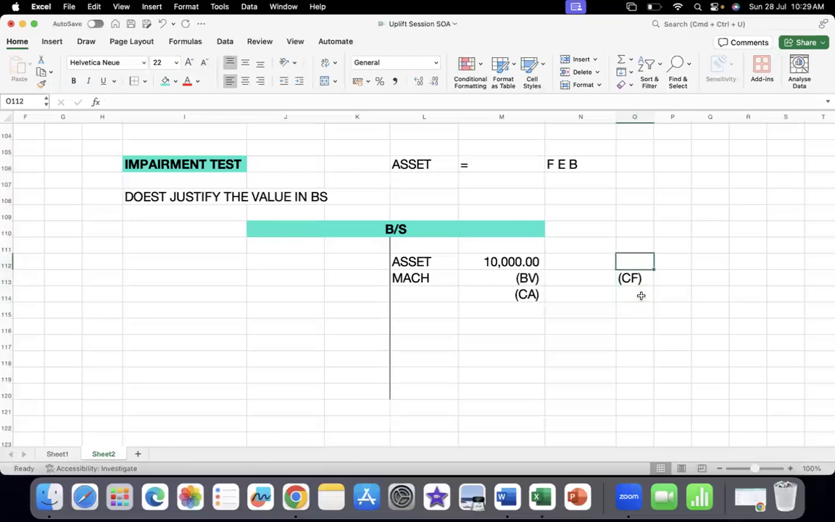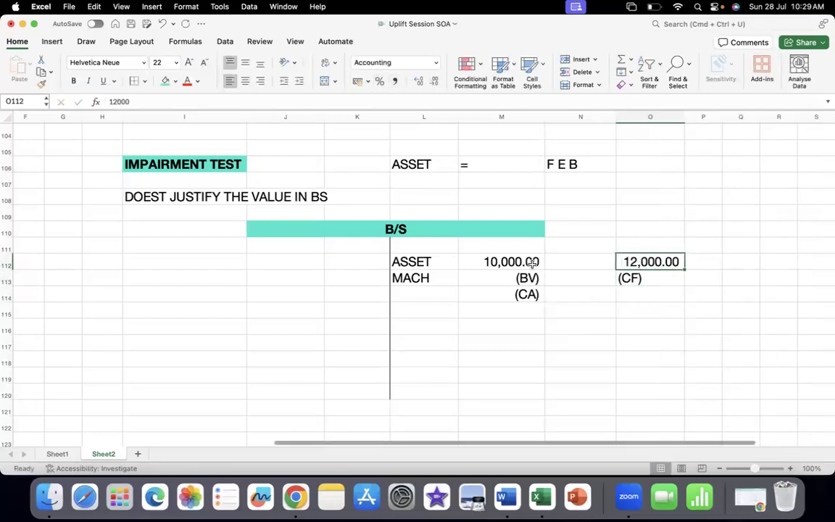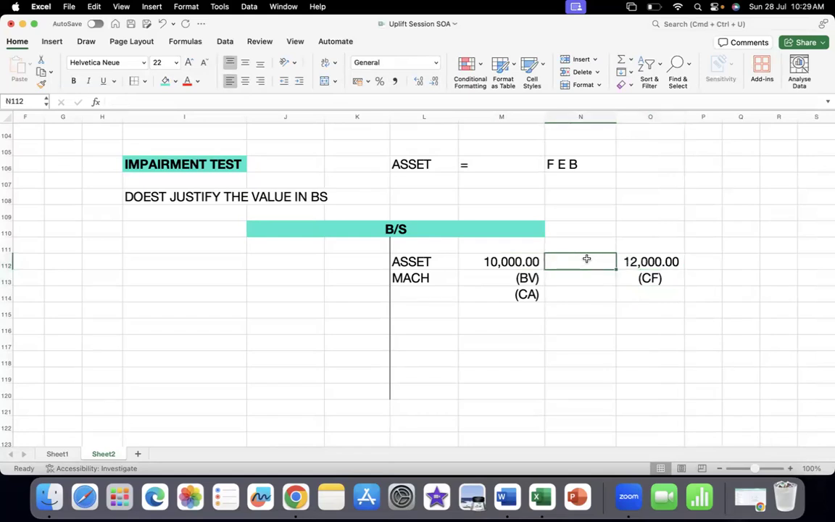So if the cash flow from this asset is 12,000, that means हमारे बुक्स में हमने जो वैल्यू लिखा है वो 10,000 है, लेकिन हमारा कैश फ्लो बोल रहा है कि आपको इस एसेट से 10,000 नहीं, आपको 12,000 मिलना चाहिए. That means your book value or current value is less than your cash flows. Then in that case, no impairment.